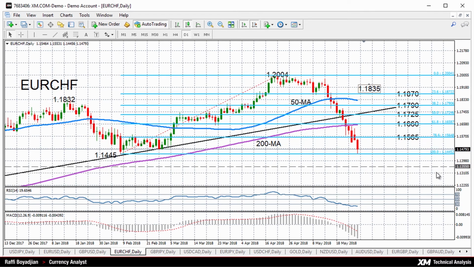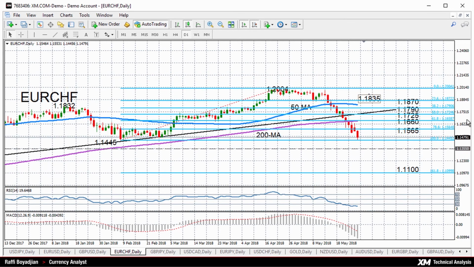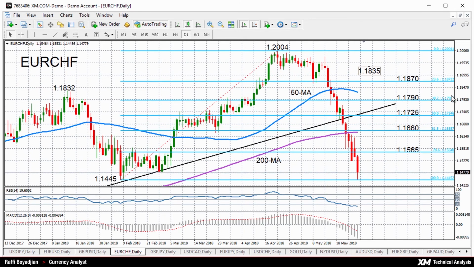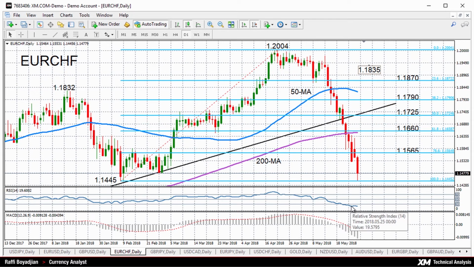Below that, we've got the 1.1355 region as the next possible support area, and then much lower down, we've got the 1.11 handle, which is the 161.8% Fibonacci projection of the up leg from 1.1445 to 1.2004. If you look at the momentum indicators, RSI is looking oversold. MACD, we can see, has also turned sharply bearish. We can see it's steeply trending downwards.